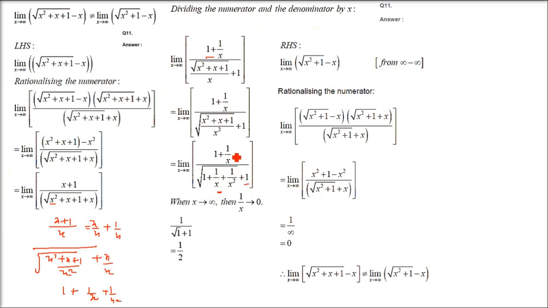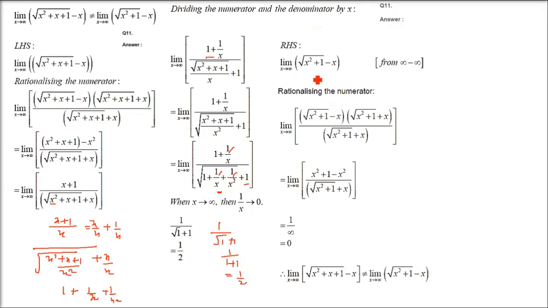Now apply the limit. X tends to infinity means what? 1 by x is 0, 1 by infinity is 0. 1 by x square, 1 by infinity is 0. So you have 1 by under root 1 plus 0, that is 1 by under root 1, that is 1 by 1 plus 1, that is 1 by 2 you are going to get.